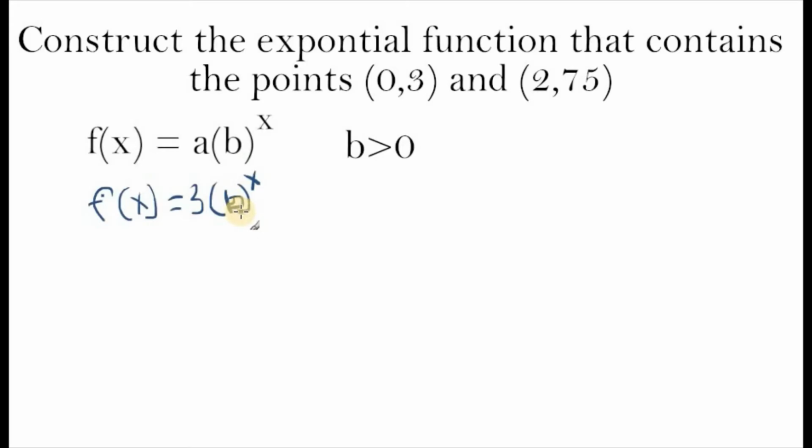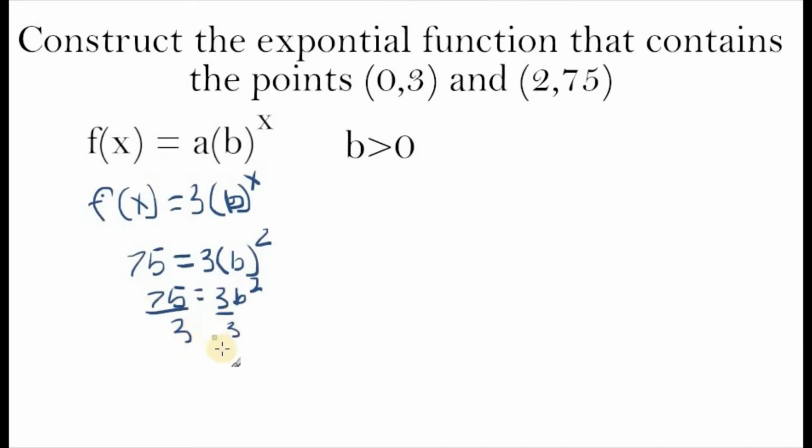And now we're going to solve for the rest of this. And f of x is actually your y. And we're going to use this set of coordinates here. So we're going to do 75, which is your y, is equal to 3 parentheses b. And then instead of x, we're going to put 2. Now you'll get 75 is equal to 3b squared. Now we're going to divide 3 on both sides. And you'll get 25 on one side is equal to b squared.